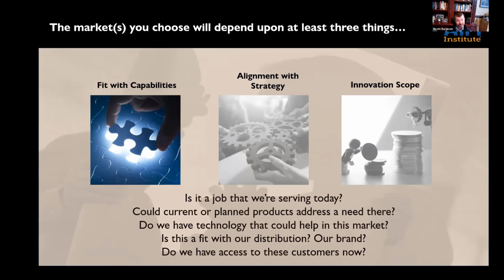So for fit with capabilities, some questions to ask. Is this a job to be done we're serving today? Could current or planned products address a need there? Do we have technology that we think applies? What about our distribution? Does our brand play there? Now, you might be protesting and say, well, we don't know what the product is yet. And that's a very fair point. But usually we have some sense of it, a market that we can serve with our products, or might have a chance of serving. If we're making textiles, we're making sutures, we're studying sutures, that's probably going to be a good fit.